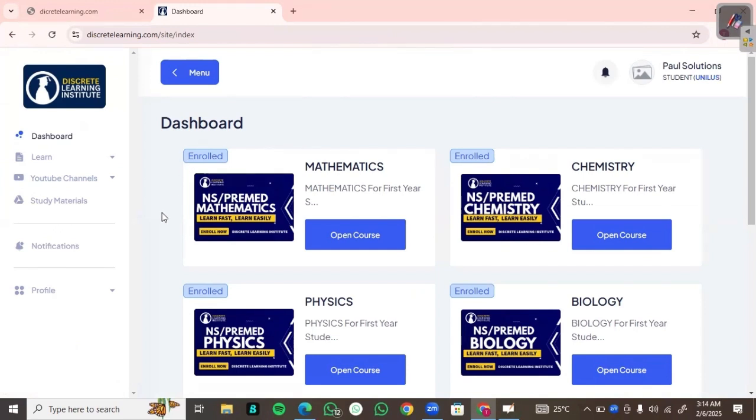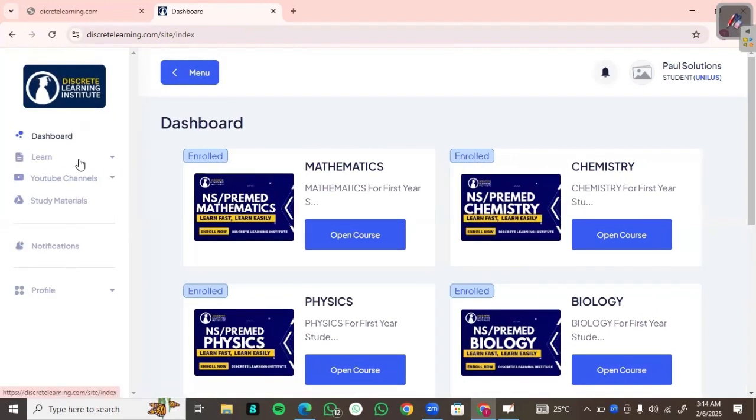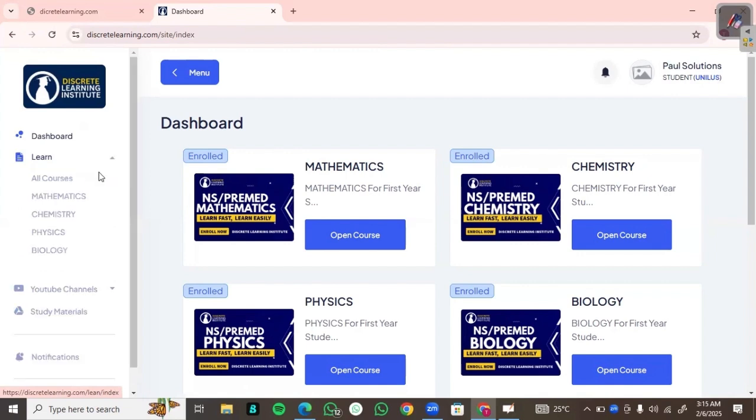So when you come back to the dashboard, you are going to see that now you are enrolled in math, chemistry, physics, and biology there. Allow me to explain some of the things that you can see here. On this menu, if you click it, the menu will disappear. If you click it again, it will appear. On the menu we have this where it's written learn. When you click on learn, you're going to find all the courses that you are registered in. Then you can close that.